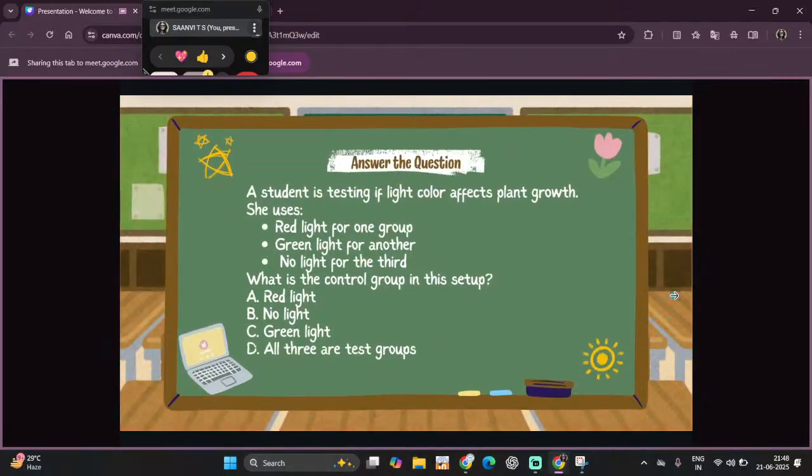And the final question for today: a student is testing if light color affects plant growth. She uses red light for one group, green light for another, no light for the third. What is the control group in the setup?